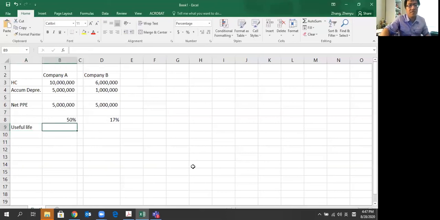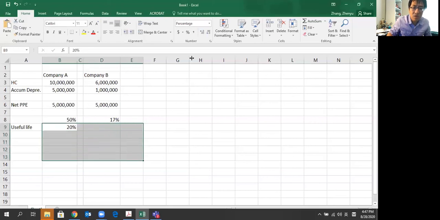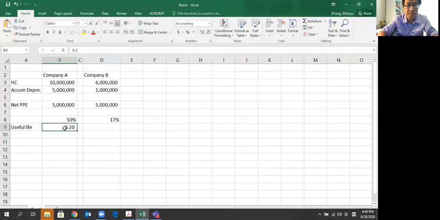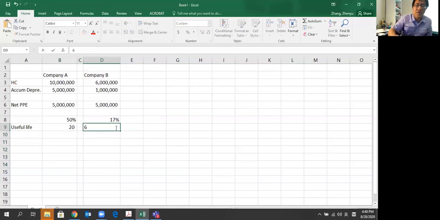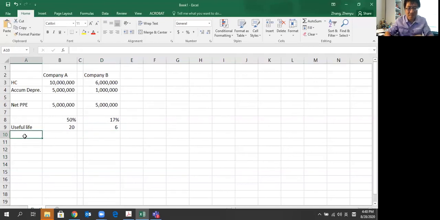So let's assume for company A, the useful life is 20 years. And this is not a percentage. Okay, it's 20 years. And let's say for company B, the PPE's useful life is 6 years. Now let's think about it. Company A's PPE has a useful life of 20 years and is 50% used already, so the life left is 10 years. Company B's PPE has a useful life of 6 years. One year, 1/6, has been depreciated already, so the remaining should be 5 years.